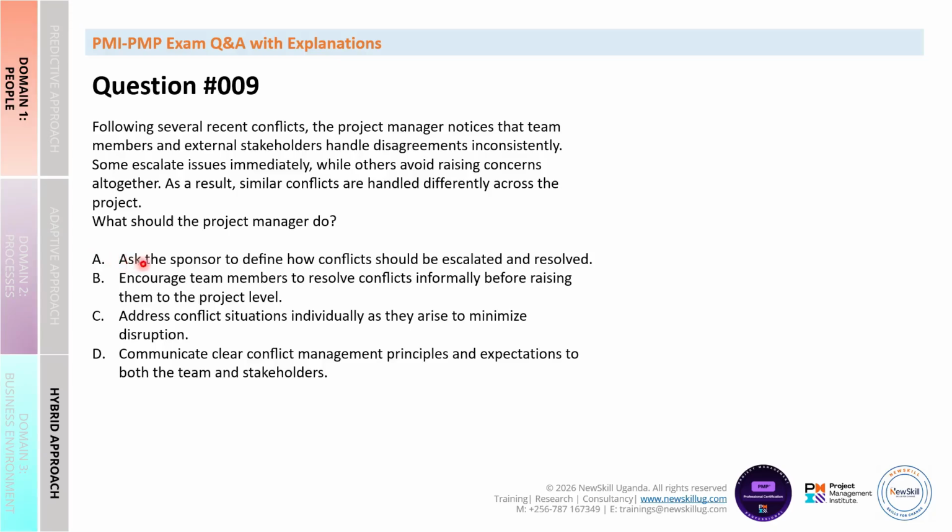Option A, ask the sponsor to define how conflict should be escalated and resolved. B, encourage team members to resolve conflicts informally before raising them to the project level. C, address conflict situations individually as they arise to minimize disruption. And D, communicate clear conflict management principles and expectations to both the team and the stakeholders.